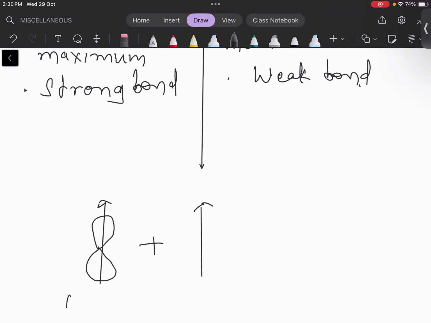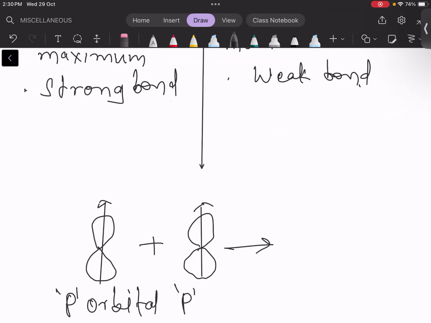So a p orbital of one atom is having a dumbbell shape. This is the p orbital of another atom. They overlap sideways, and they form a pi bond. So this is the diagram shown. There is the formation of a pi bond.